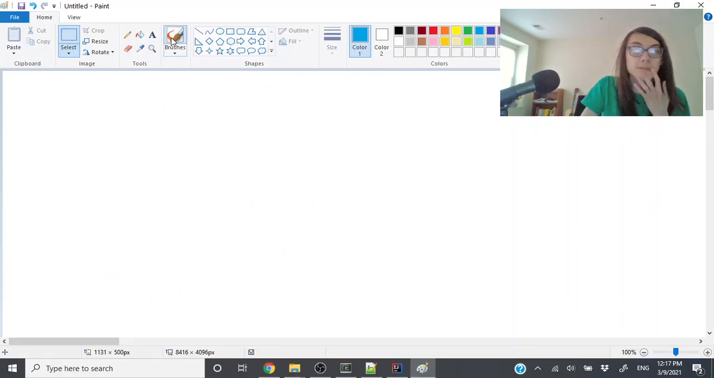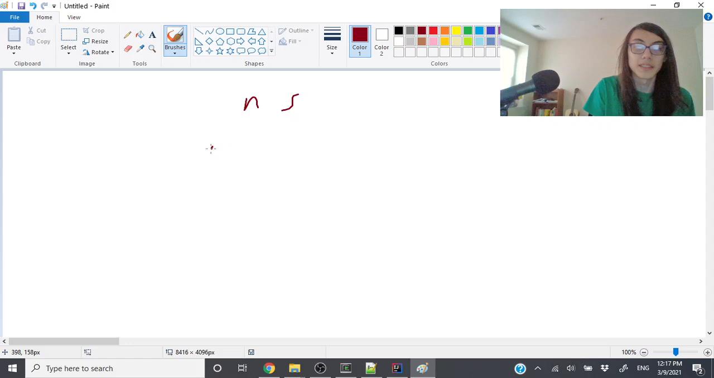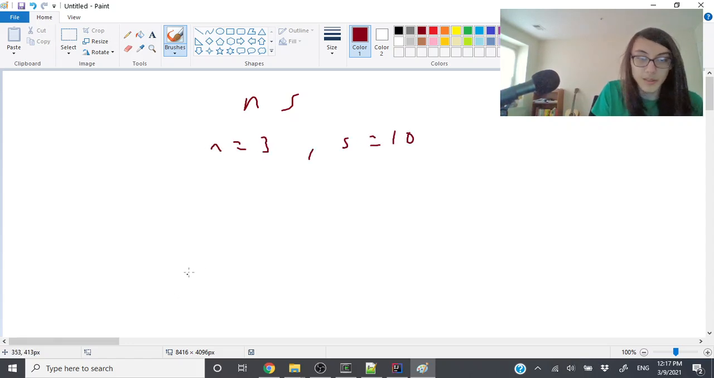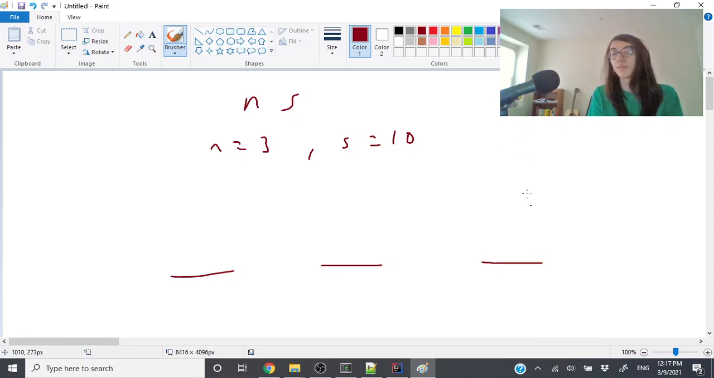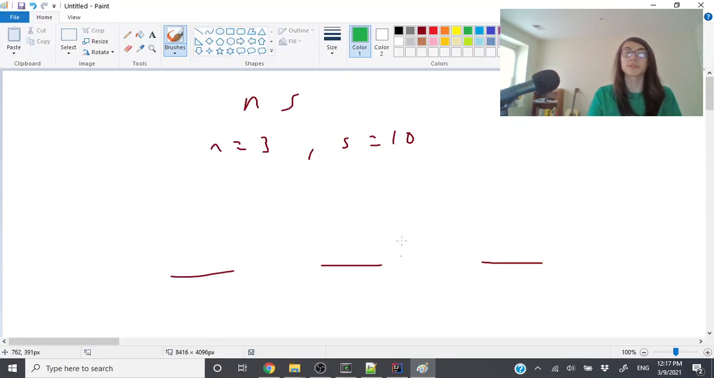Alright, this one's fun-ish, kind of, I don't know. So basically we have two numbers, n and s. Let's let n equal 3 and s equal 10, for example. So we have an empty array with n positions. Note that n is up to 10 to the 18th, so it's not an input. We have to create this array.